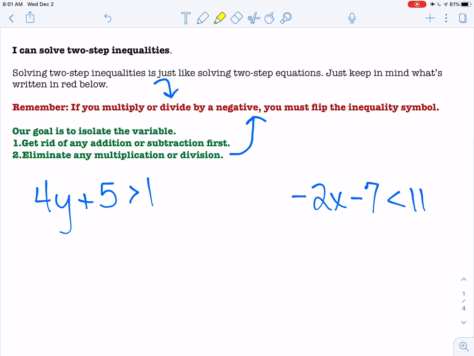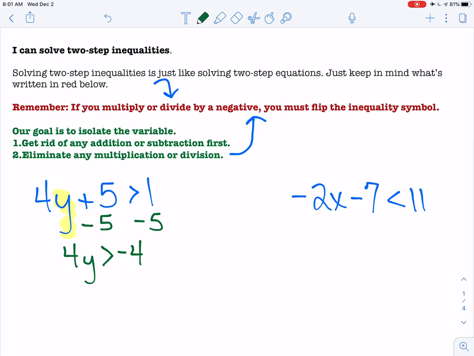So in my first problem here, I have 4y plus 5 is greater than 1. And my goal is to get this variable by itself. So I'm going to change colors here to green. I'm going to first look and say, is there any addition or subtraction that I can get rid of? Well, I have this plus 5, so to get rid of it, I'm going to do minus 5 to both sides. When I do that, I'm left with 4y. The plus 5 minus 5 cancels out. I have my greater than symbol, and 1 minus 5 is negative 4. So that was the first step. I got rid of the addition or subtraction.